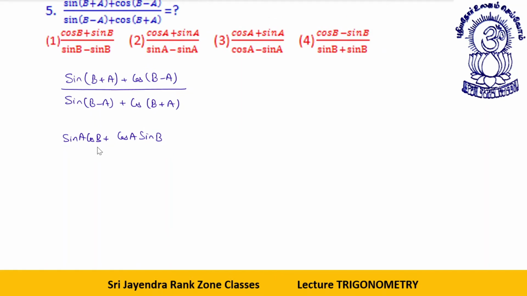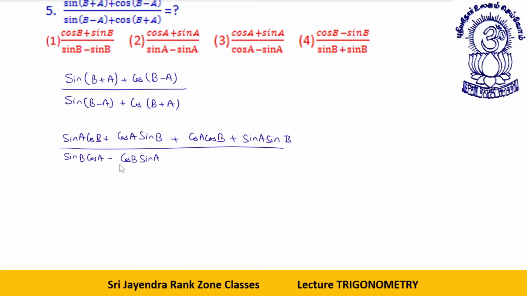Now, sin A cos B plus cos A sin B, plus cos(B minus A). Cos(B minus A) will be cos B cos A, or cos A cos B, it's the same thing. Cos A cos B plus, since it is minus over here, it becomes plus sin A sin B. In the denominator, sin(B minus A) is sin B cos A minus cos B sin A, or sin A cos B, whatever you want to say.